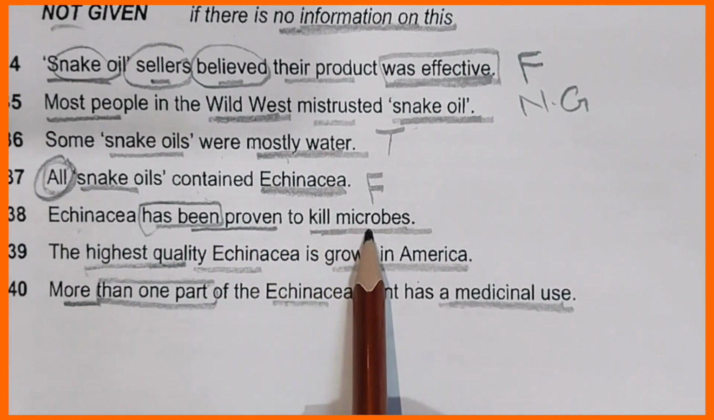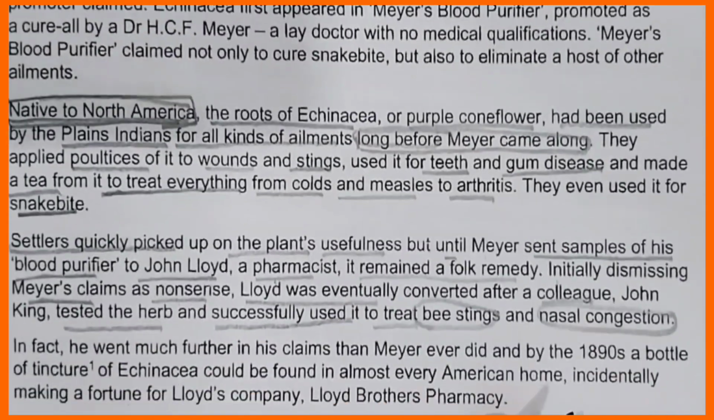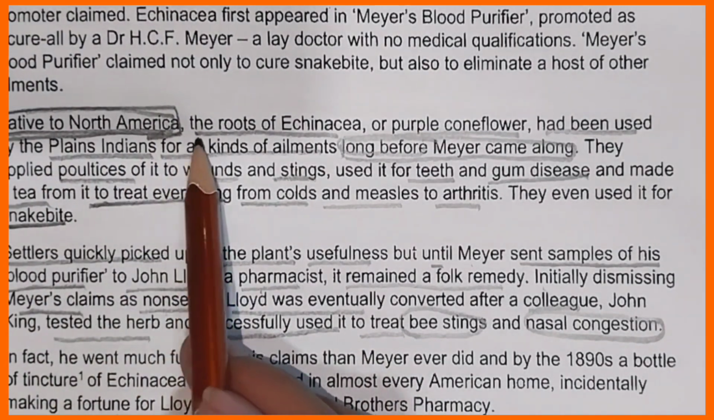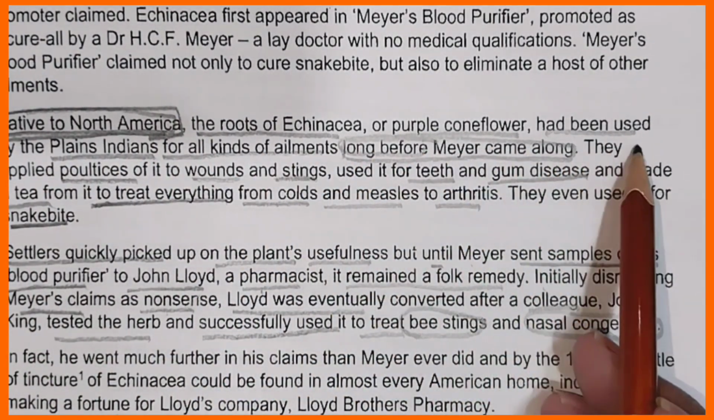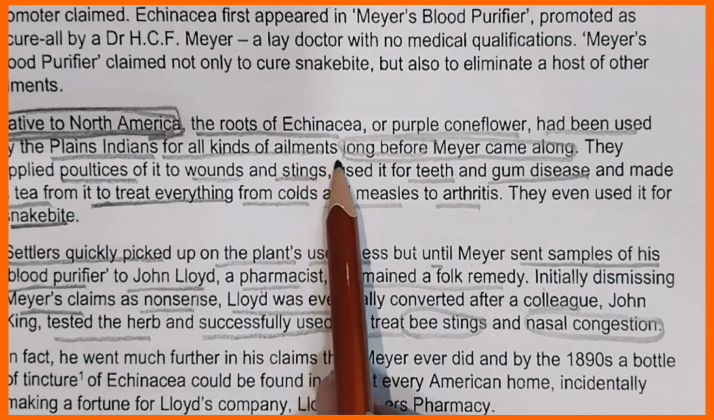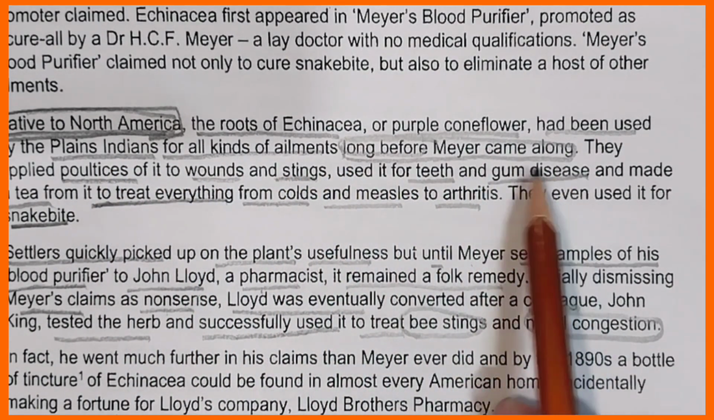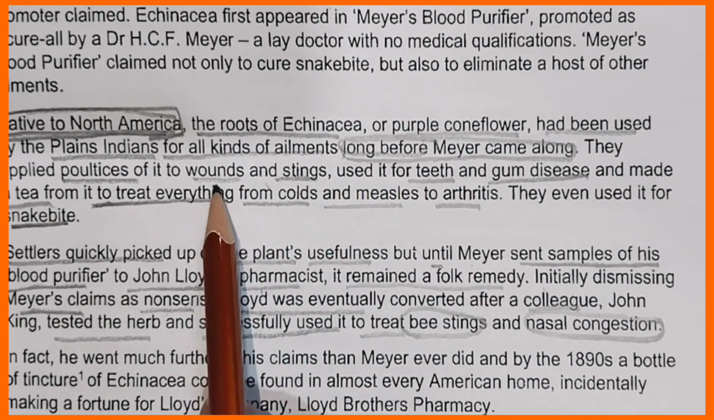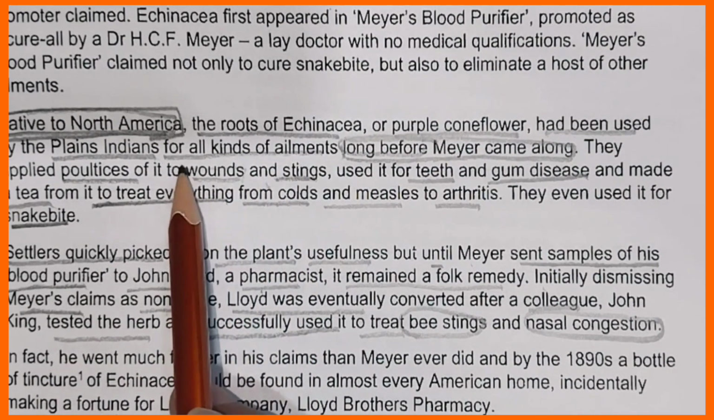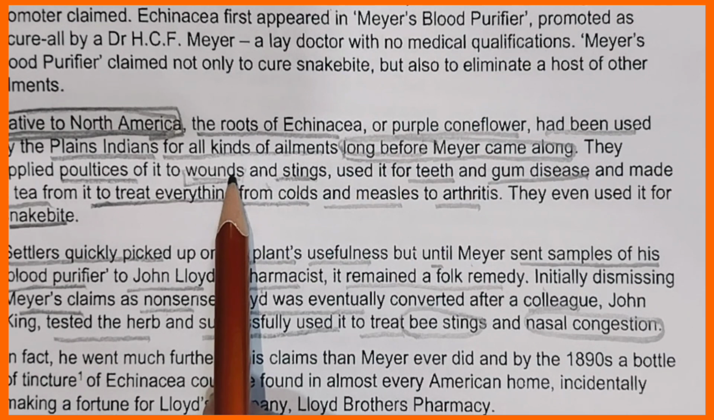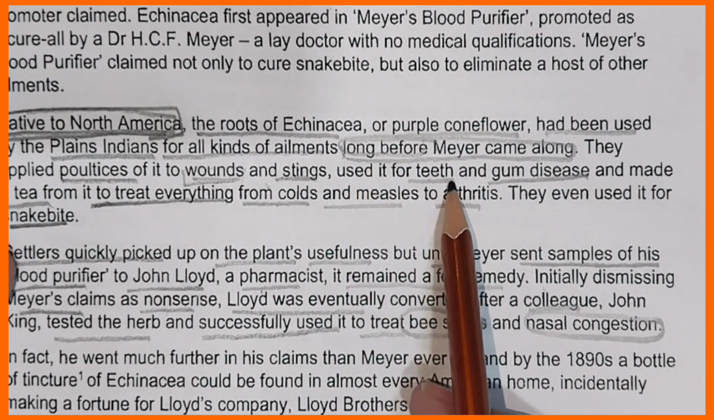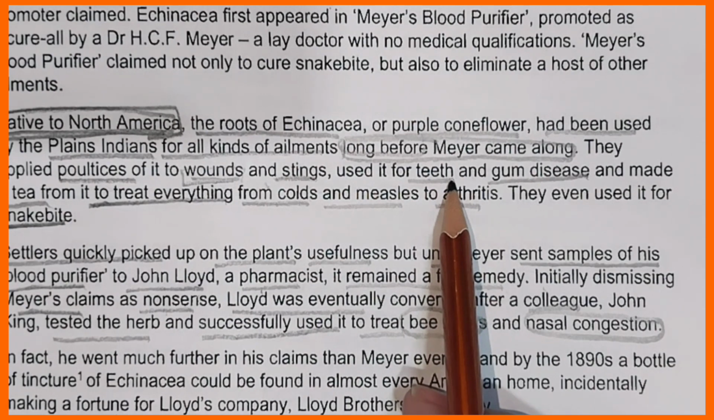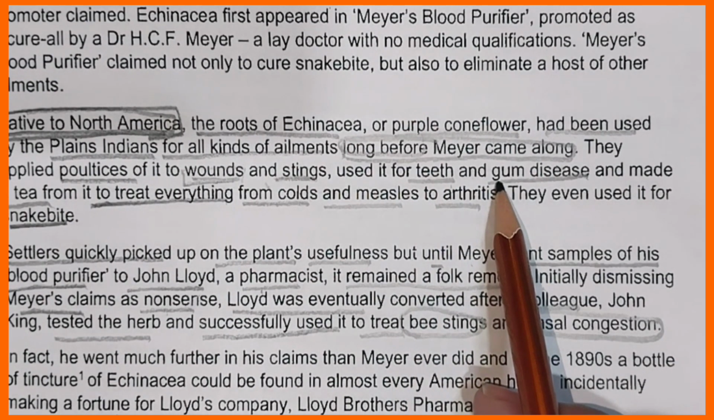Echinacea has been proven to kill microbes. So they are talking about the medicine. Native to North America, the root of echinacea, or purple cornflower, had been used by the Plains Indians for all kinds of ailments long before Mayer came along. They applied poultices of it to wounds and stings. Why were they applying it? Because our wounds get infected, so to prevent infection they were using echinacea. They used it for teeth too, because our teeth are painful due to microbes, and for gum disease, which is also due to microbes.